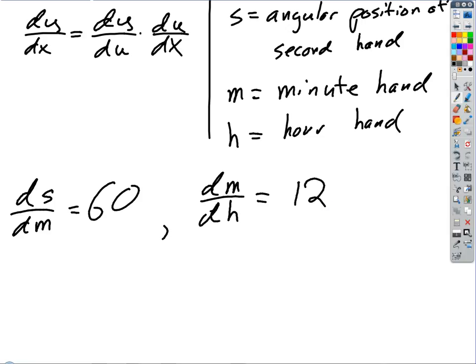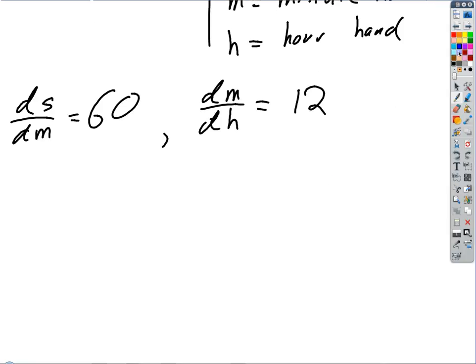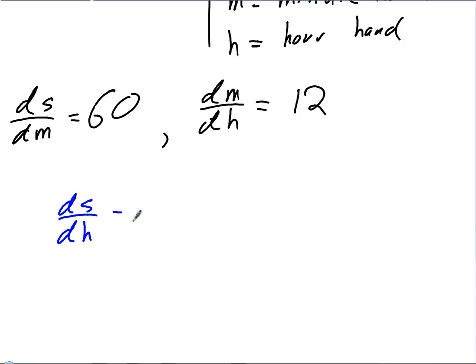Okay, so now all we're saying with this chain rule, and this is an easy way I think to put this together, if I wanted to calculate ds/dh, what's the answer going to be?